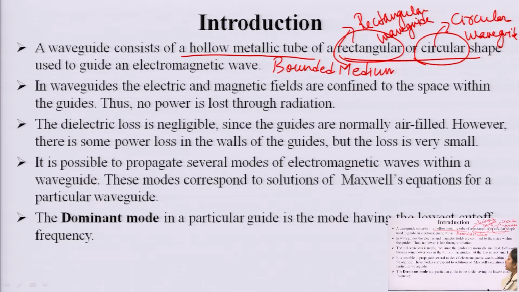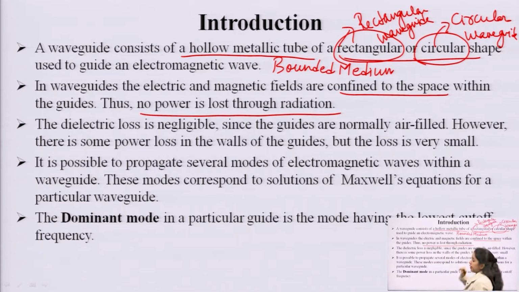In a waveguide, the electric and magnetic fields are confined to the space within the guide and no power is lost through radiation. As we have seen in the case of a transmission line or a strip line in the last lecture, there exist losses due to radiation and we have to apply certain conditions to minimize them. But since the electric and magnetic fields are confined within the guide, the power loss due to radiation is very much less.